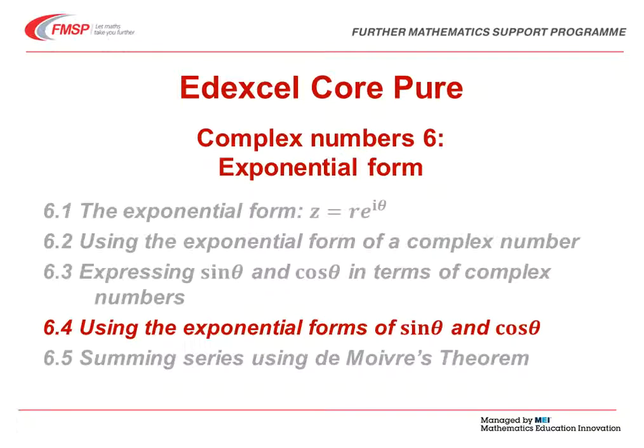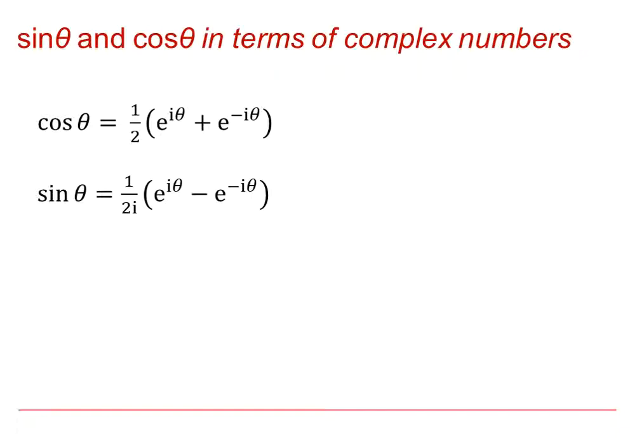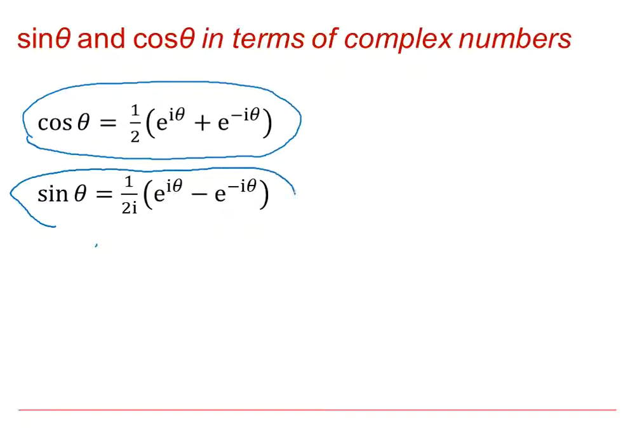Edexcel Core Pure Complex Number 6, Exponential Form, using the exponential forms of sine theta and cos theta. In a previous video we have seen that cos theta can be written as a half e to the i theta plus e to the minus i theta, and sine theta can be written as 1 over 2i e to the i theta minus e to the minus i theta. Don't forget that e to the i theta is the exponential form of our complex number z.